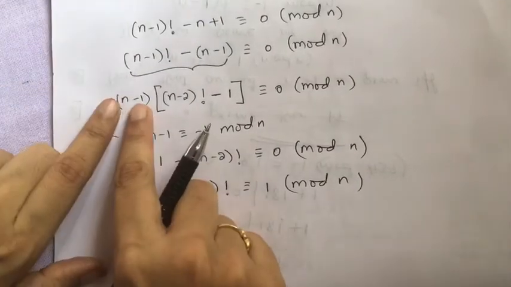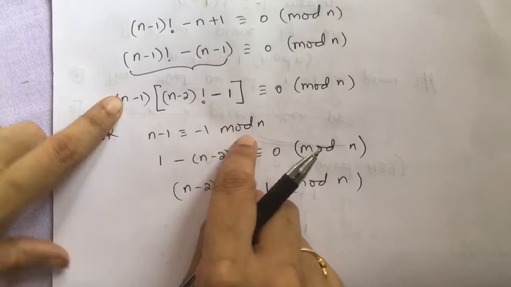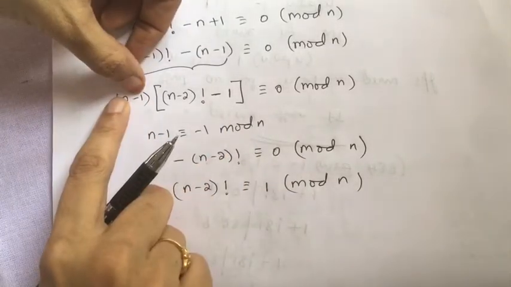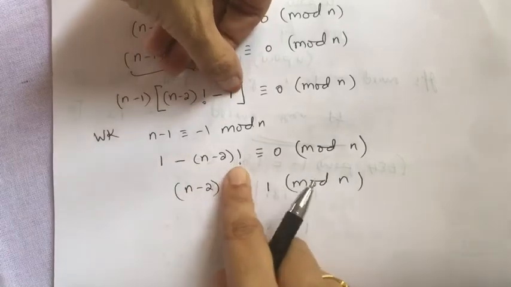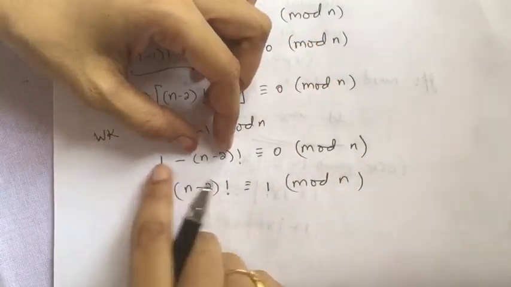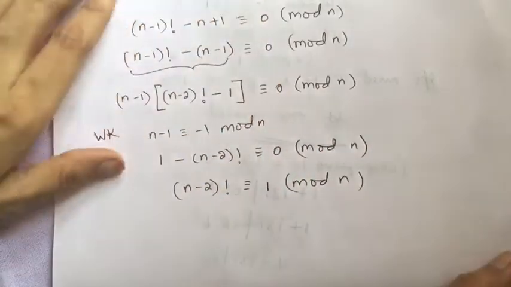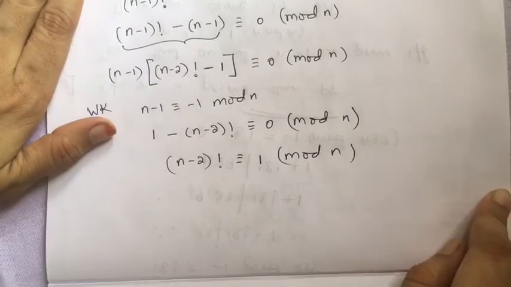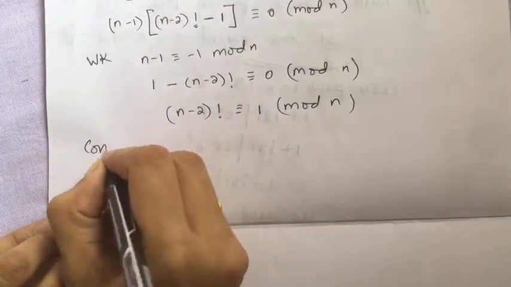I hope you understood. This n minus 1 is minus 1 mod n. So if I take it over here, the sign changes: 1 minus (n minus 2) factorial is congruent to 0 mod n. Now I'll just rearrange this so that (n minus 2) factorial is congruent to 1 mod n.